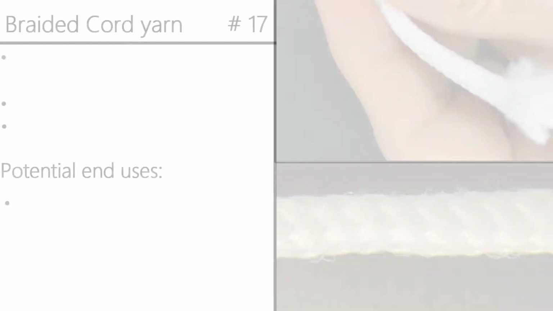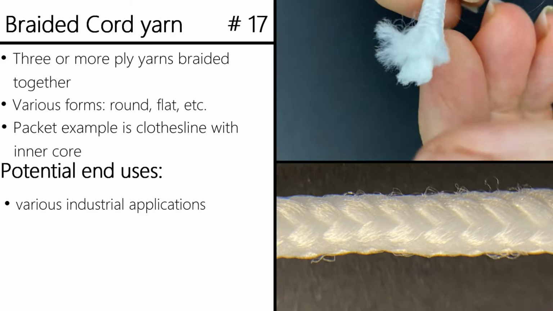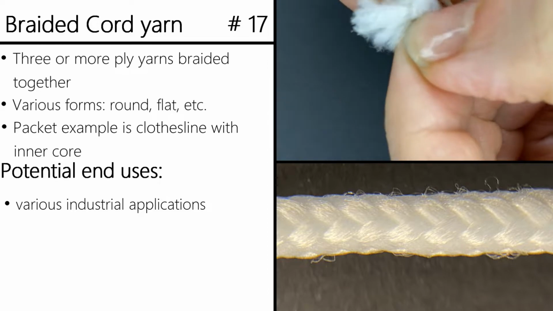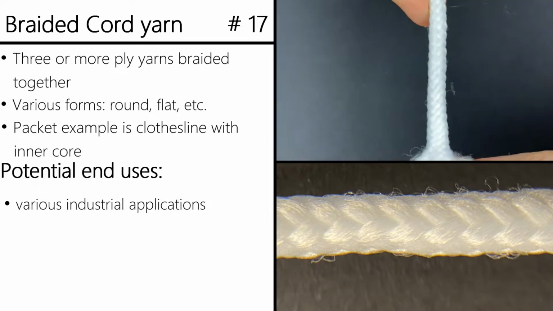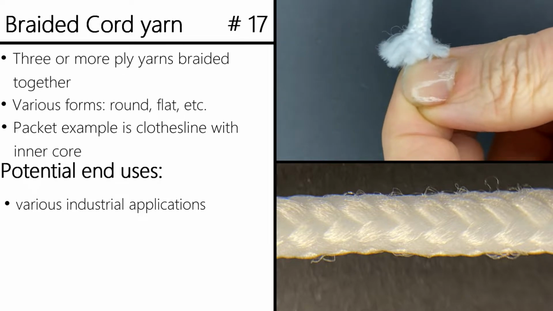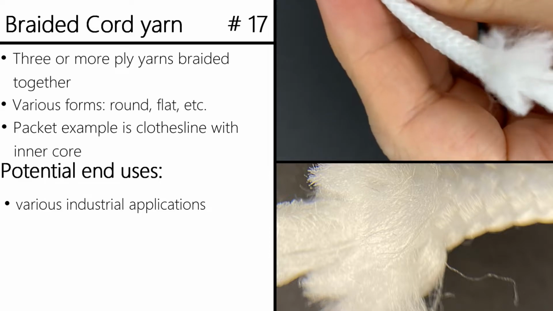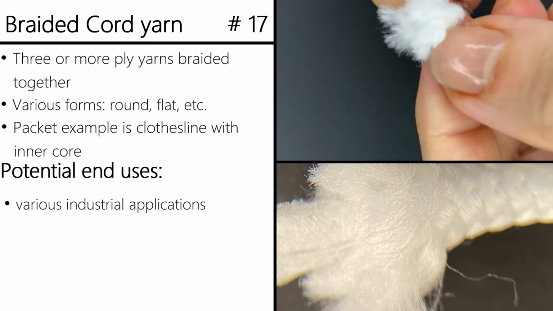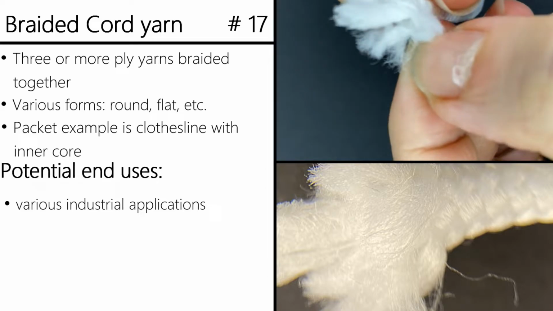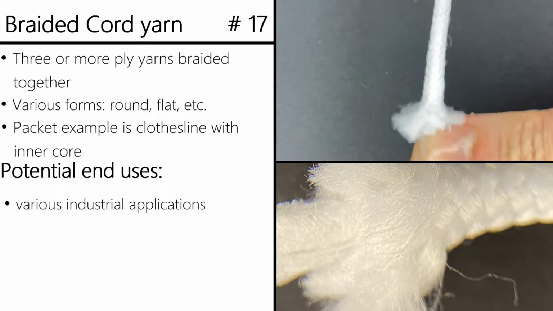Then there is sample 17, braided cord, which is the last simple yarn we'll be covering. This yarn is made by braiding together 3 or more ply yarns and can be found in various forms such as round, flat, or in the case of the sample in your packet, with an inner core of compressed fiber. That's because this sample is clothesline. The inner core is added for strength. Braided cord yarn can also be found in many different industrial applications.